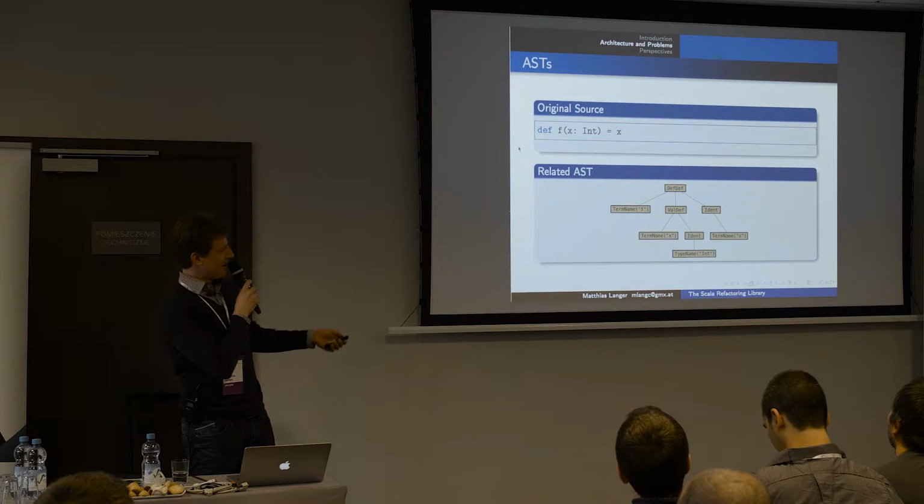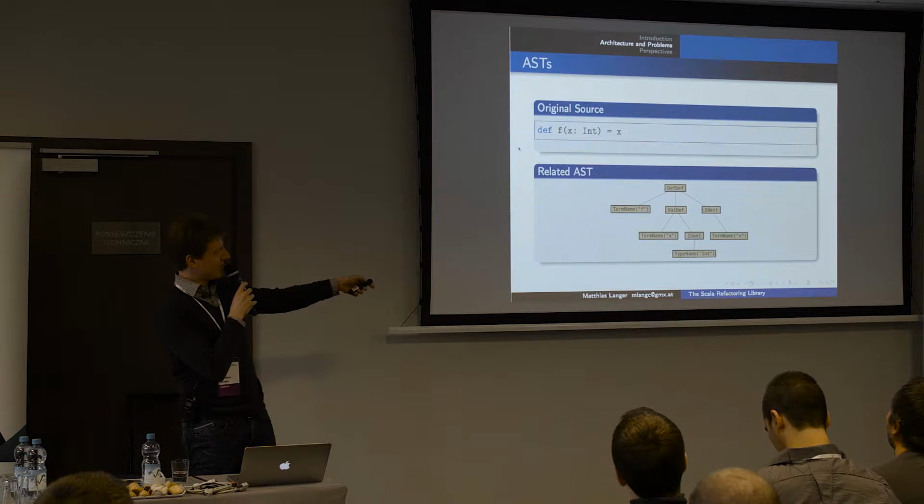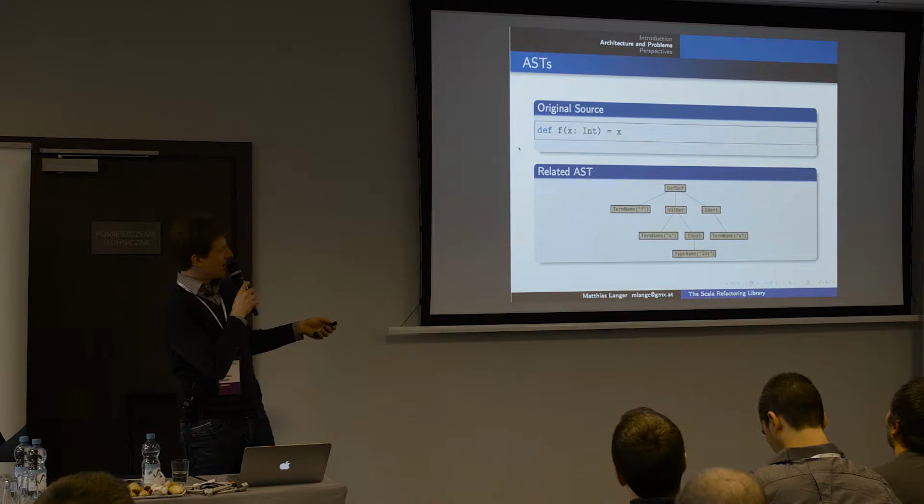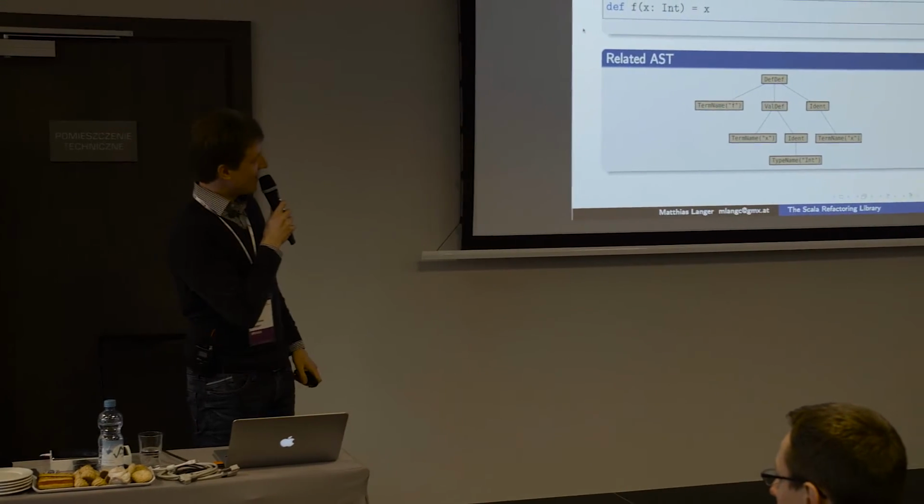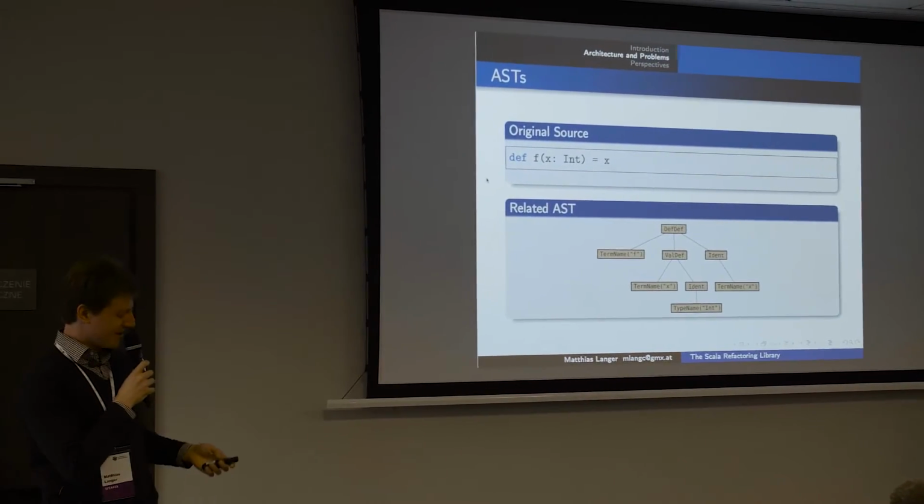So in this example, the function definition here is represented by this def node at the very root of the tree. And then you can see that the term name is encoded in this term name node. You can see the parameter x being encoded in this val-def node that has its own children. And last but not least, the trivial body of the method is encoded in this ident node.